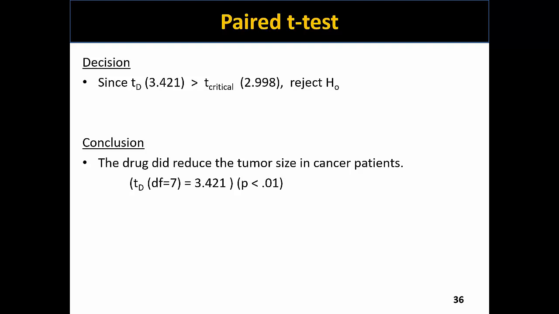alternative hypothesis. And in presenting these numbers, we would also add that the calculated t-value with a degree of freedom of 7 was equal to 3.421, and this was found at a p-level of less than 0.01. So this concludes this final video of our t-test unit.